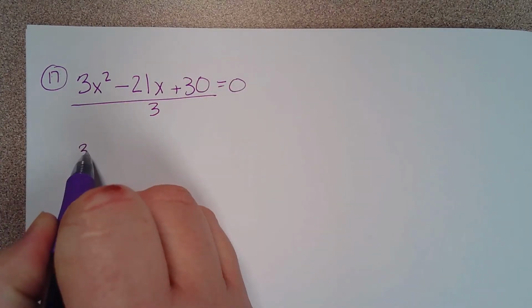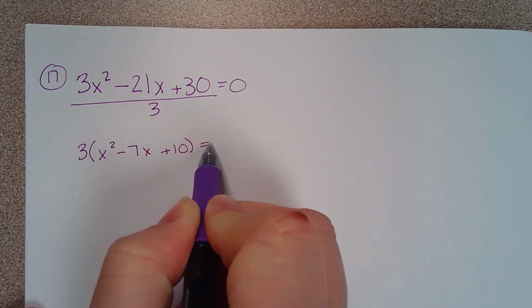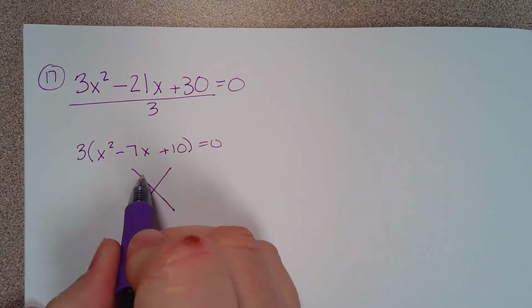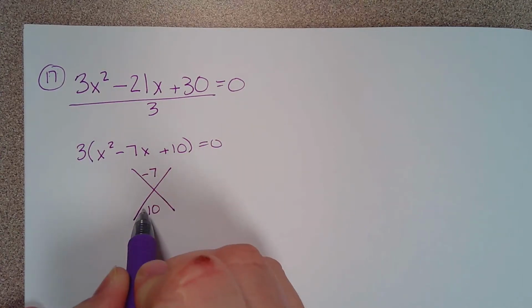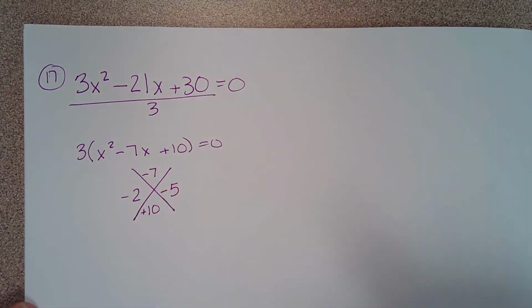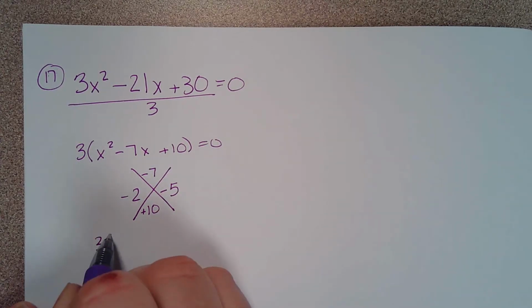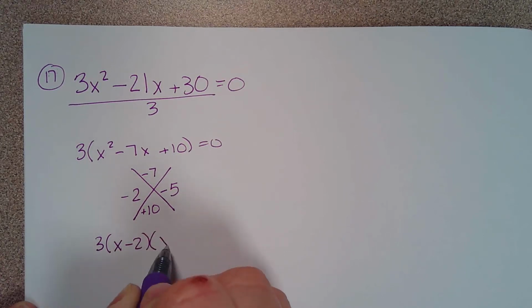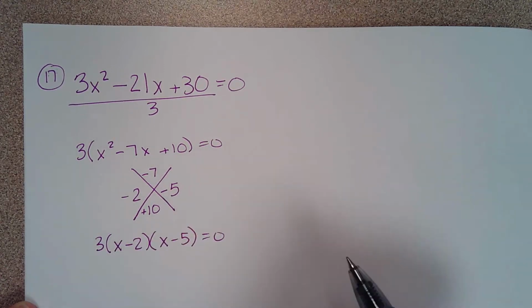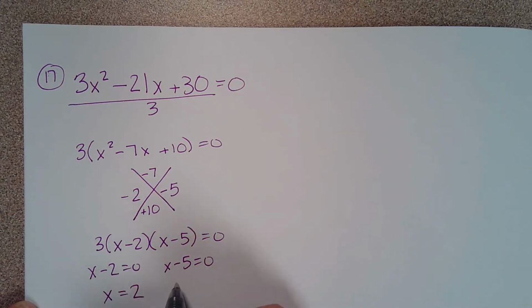So you get x squared minus 7x plus 10. So now you can do the x factor. So there's my negative 7, here's my positive 10. I am looking at probably negative 2 times negative 5, which will give me positive 10, but then give me negative 7 when I add them. So 3 parentheses x minus 2 and x minus 5 equals 0. So when I set each one of these equal to 0, if you recall, we ended up with two answers, x is 2 and x is 5.